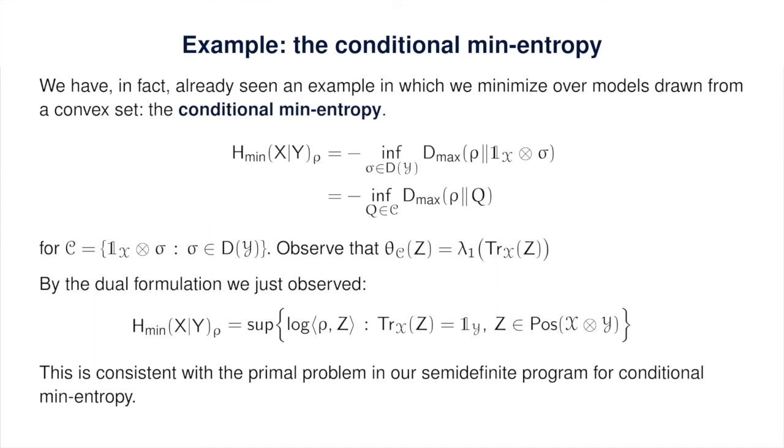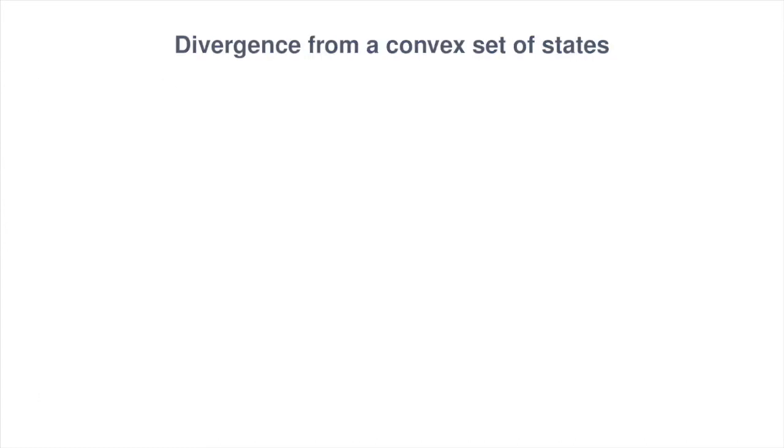There's nothing at all unexpected about this, it's just a reality check and all is well, at least concerning the conditional min entropy. Another setting in which we consider the minimization of the max relative entropy over a convex set of models, which in this case will also be a convex set of states, is as follows.